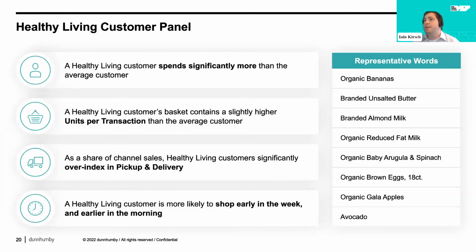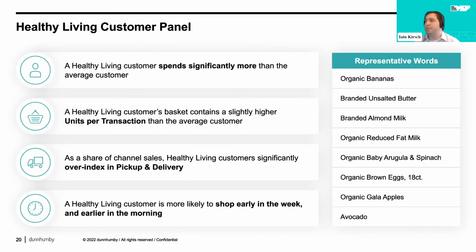As an example, because I think it's valuable to see what one of these panels is and how it's represented, take this healthy living customer panel, where a healthy living customer spends significantly more than the average customer over this year period. Their basket is going to be larger, both in terms of sales and in terms of units. They're going to significantly over-index on channels like pickup and delivery. They're more likely to shop earlier in the week and earlier in the morning. More likely here means more likely than the average customer.